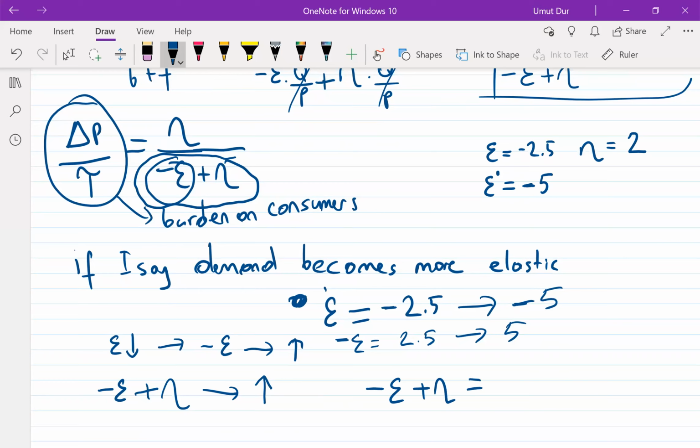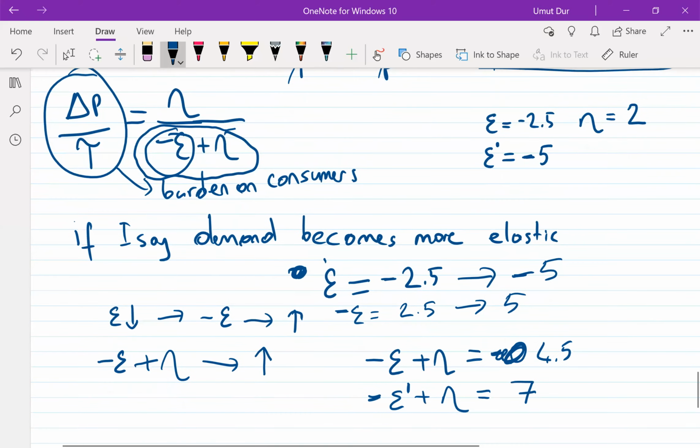So what was it initially? What is the value with these numbers? It became 7. So the new value is 7, but initially it was 4.5, right? With the new epsilon, as the demand becomes more elastic, it is now 7. So the denominator has increased.